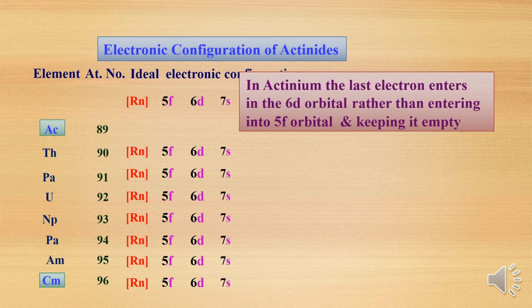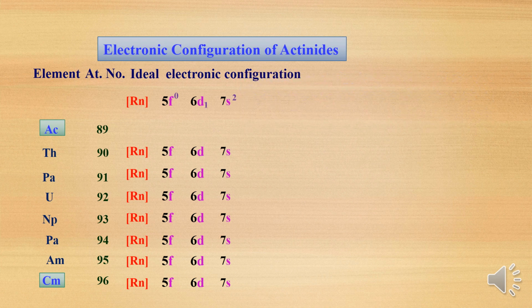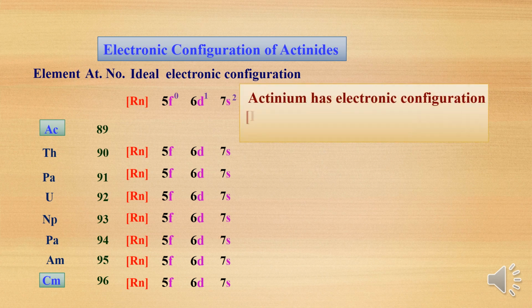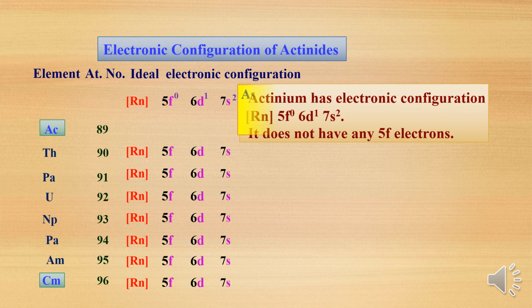Now what happens in actinium? The last electron enters the 6d orbital rather than entering the 5f orbital and keeping it empty. So in actinium, the 5f orbital is empty. The last electron is entered into 6d. That's why actinium is a d block element. After actinium, the elements are called f block elements, and they are kept separately. Now the electronic configuration of actinium is 5f0 6d1 7s2, with the nearest noble gas radon.